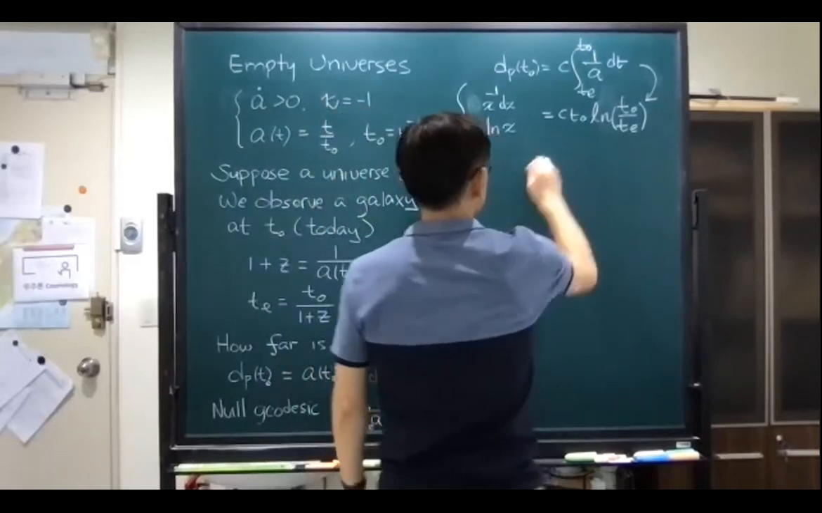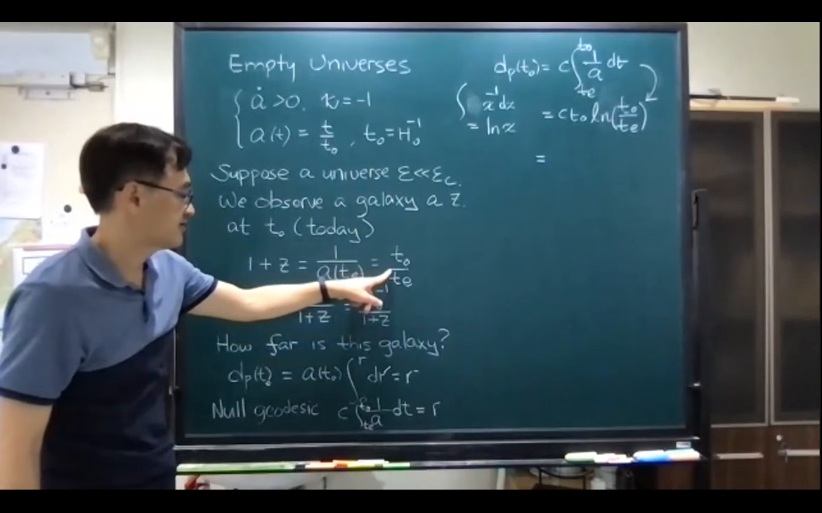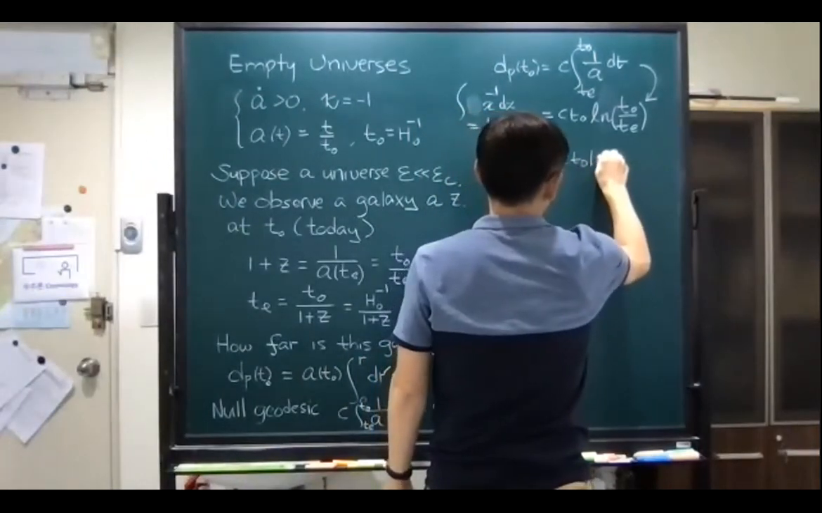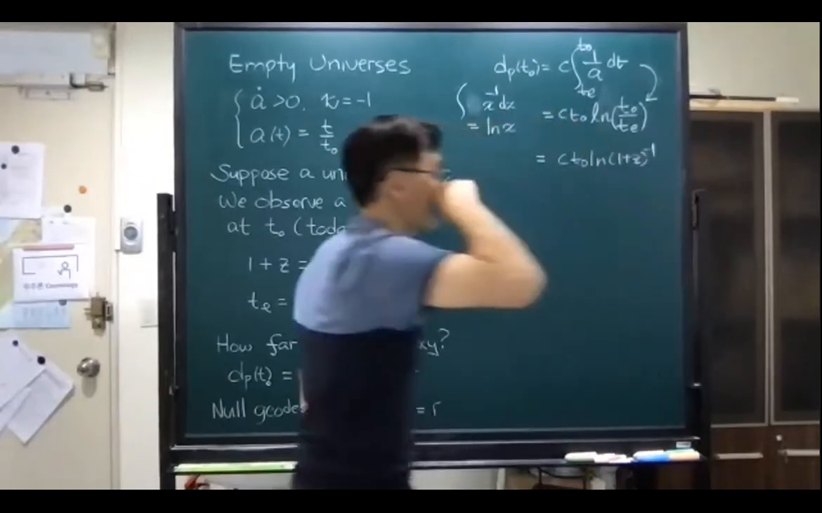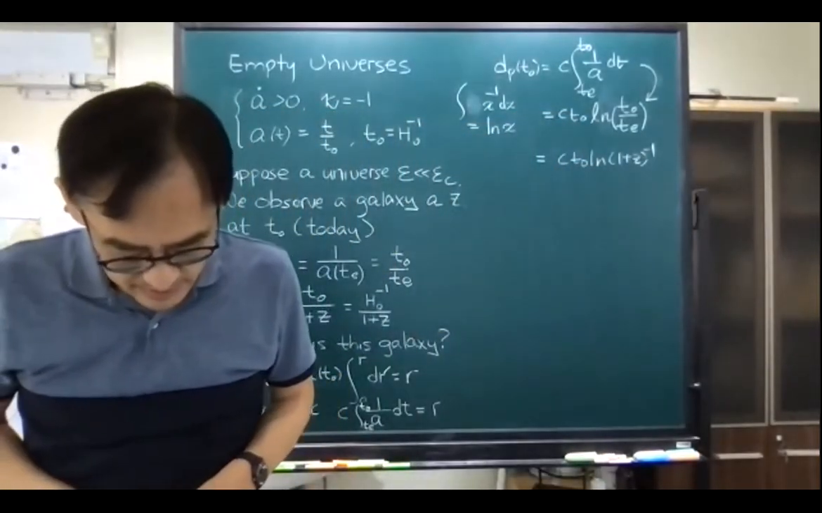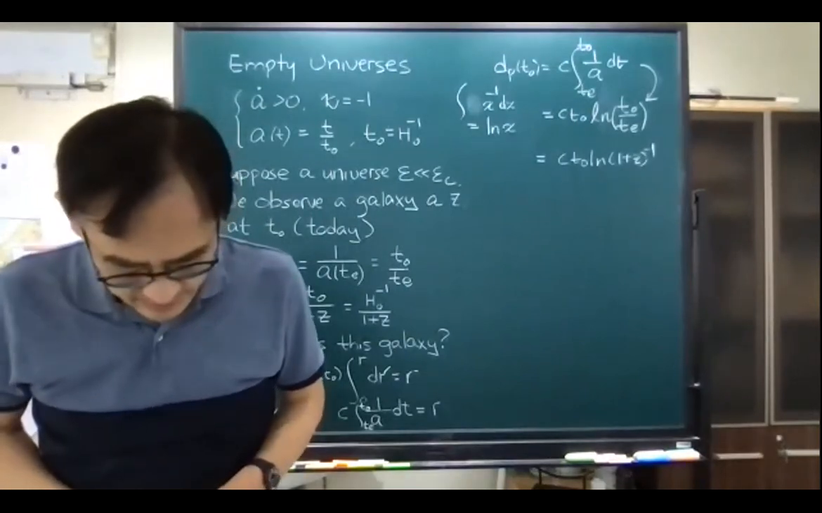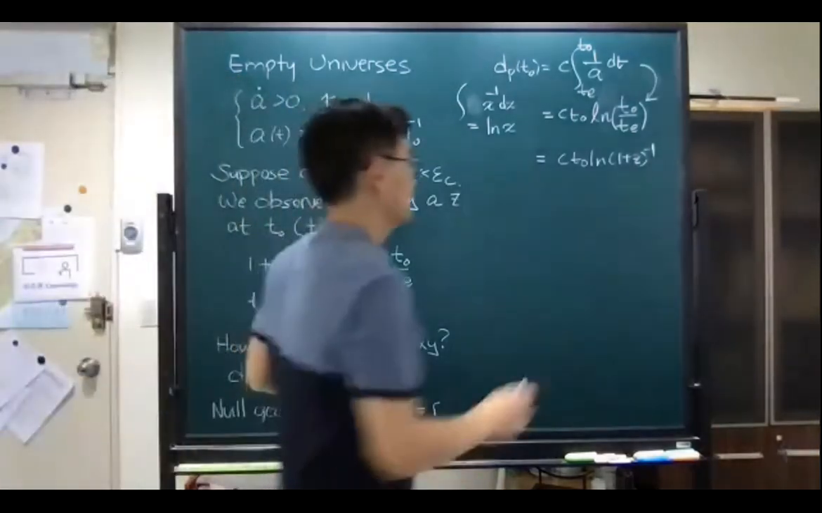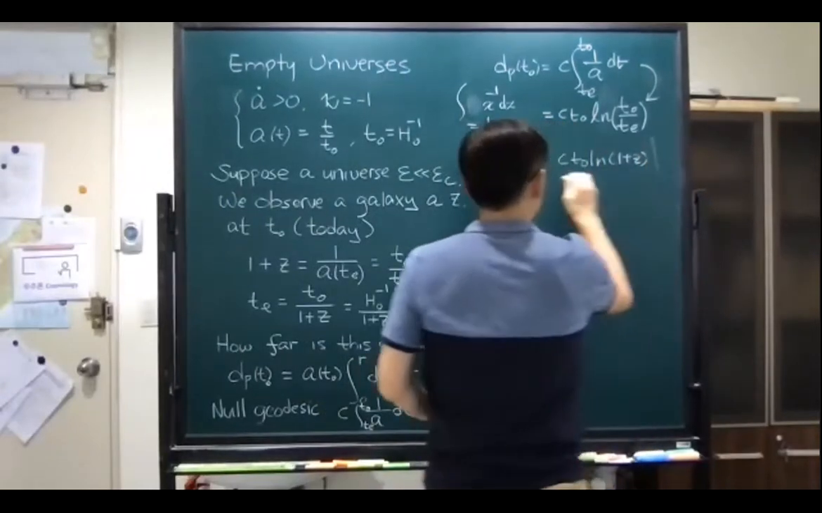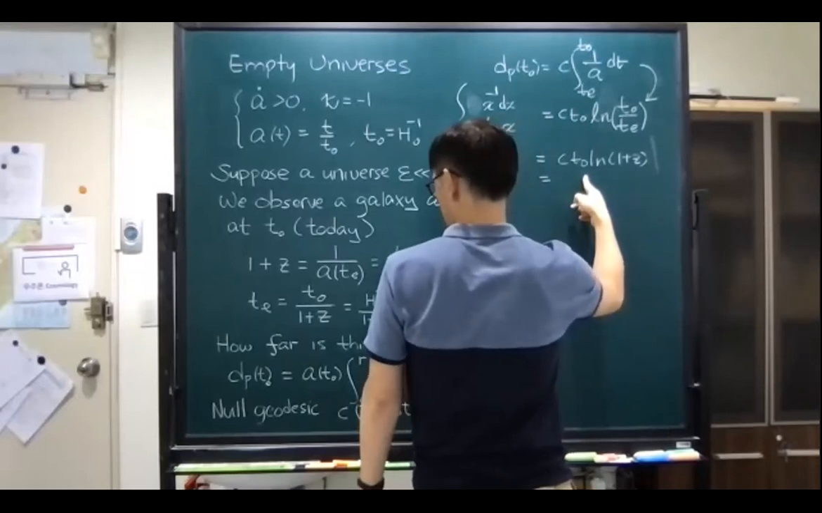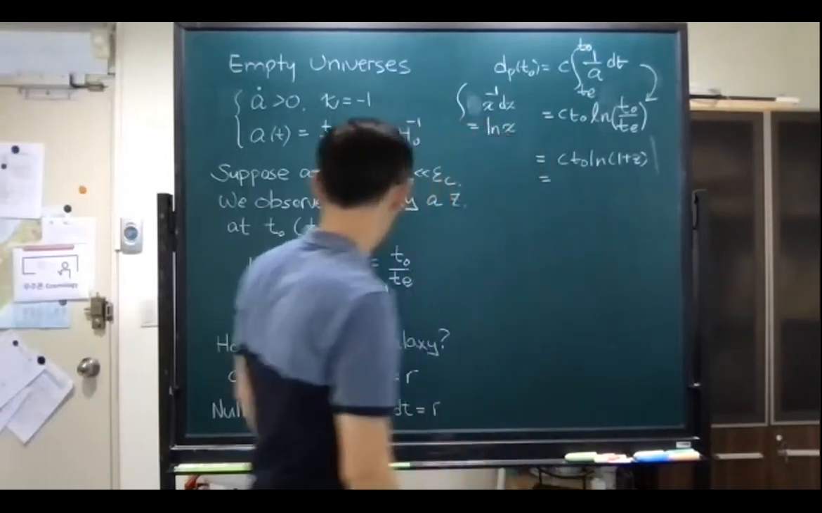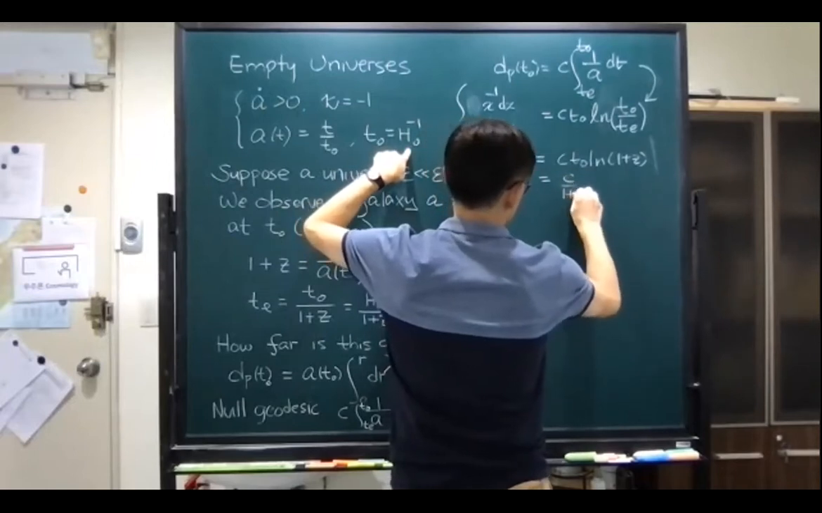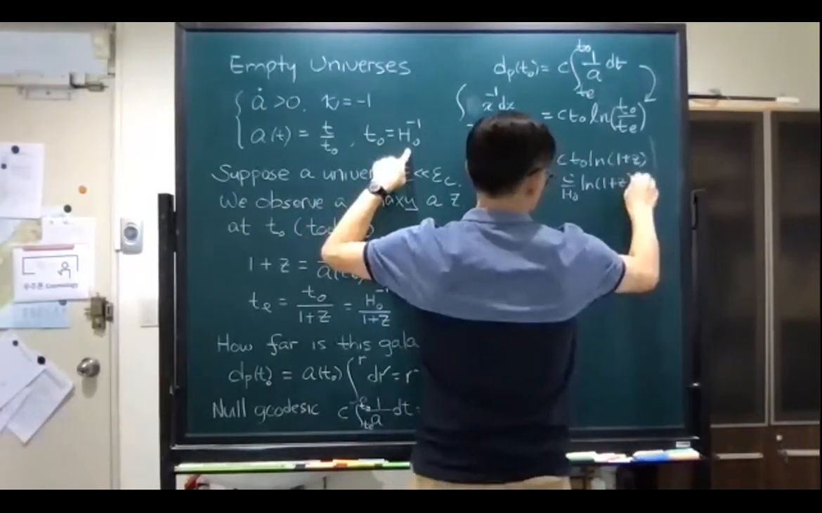And we can rewrite this. t0 over tE is 1 plus z, so it's c t0 log (1 plus z). There's no inverse. And t0 is the inverse of H0, so it's c over H0 times log (1 plus z). That should be the relationship.